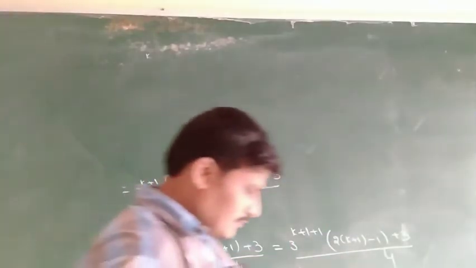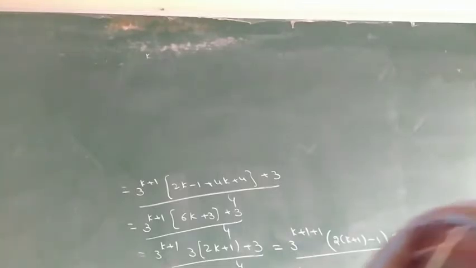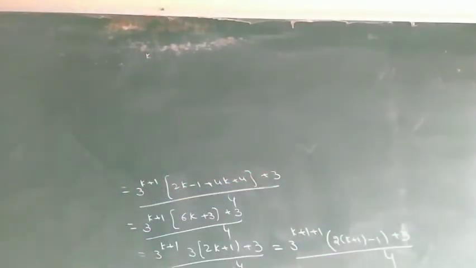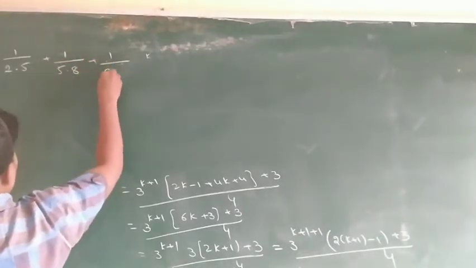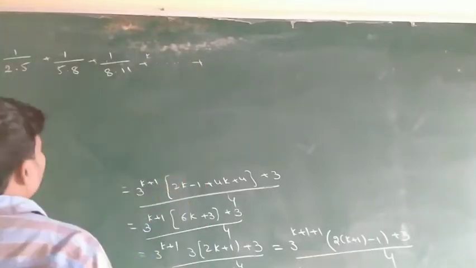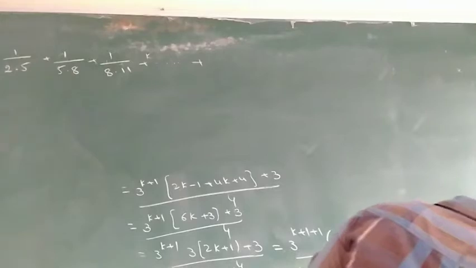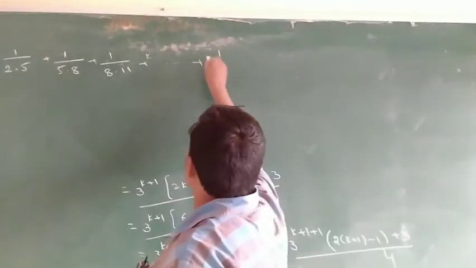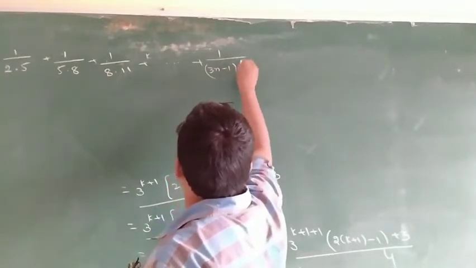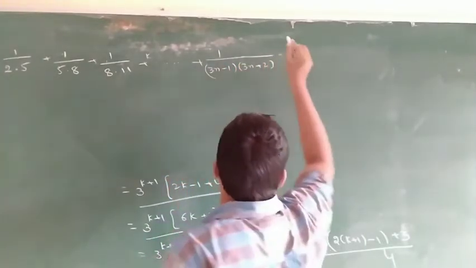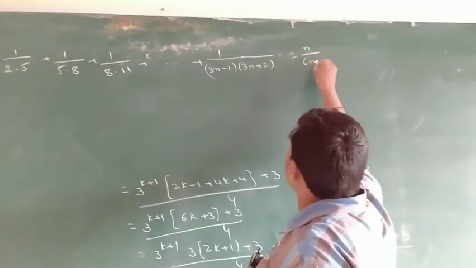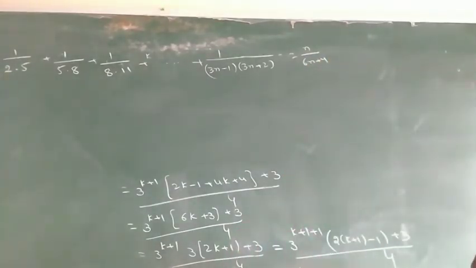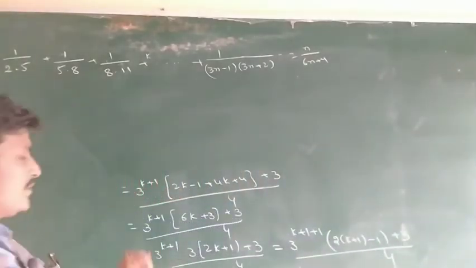Okay, next one. Prove that 1 by 2 into 5, plus 1 by 5 into 8, plus 1 by 8 into 11, and so on, up to the term 1 by 3n minus 1 into 3n plus 2, is equal to n by 6n plus 4. This is the problem.